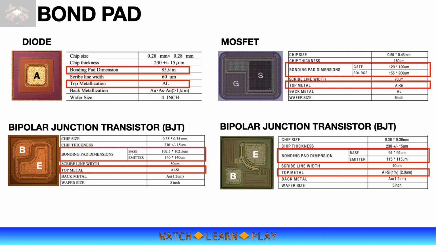The top right image is a MOSFET die which has two bond pads, which are the gate and source. Bond pad metallization is aluminum with 1% silicon and dimensions are over 100 microns. The two bottom images are bipolar junction transistors or BJT. The top side has two bond pads which are the base and emitter. Similar to MOSFET, bond pads are approximately 100 microns or larger and composed of aluminum with 1% silicon and is 2 micron thick.